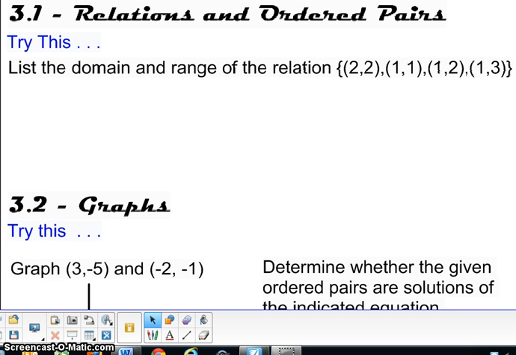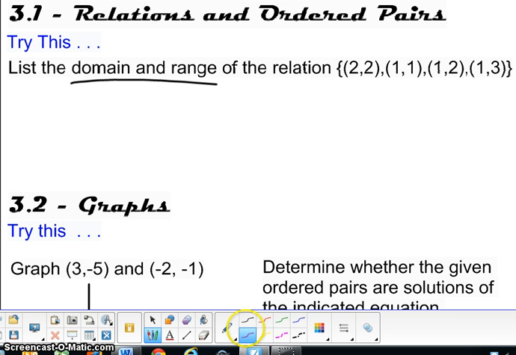So the main things I want you to know from 3.1 is the fact that we've got domain and range. Domain are the x values, and the range are the y values. So keep that in mind when we are trying to find the domain of this relation. A relation is a relationship between numbers, which is what ordered pairs are.